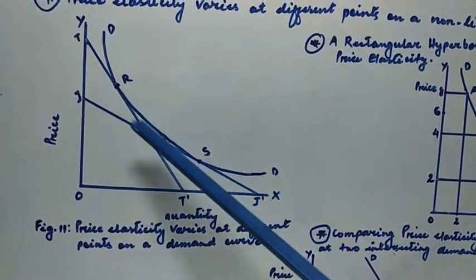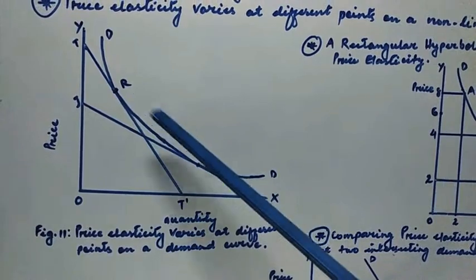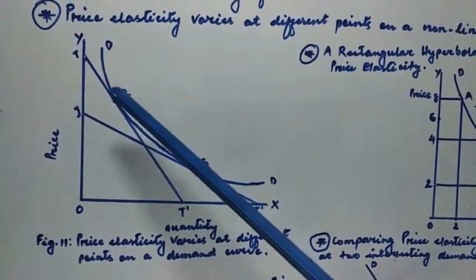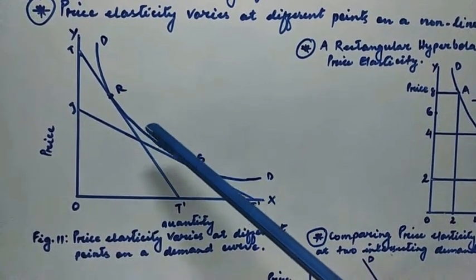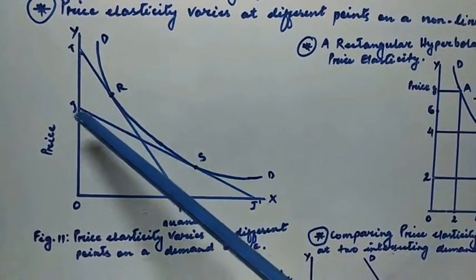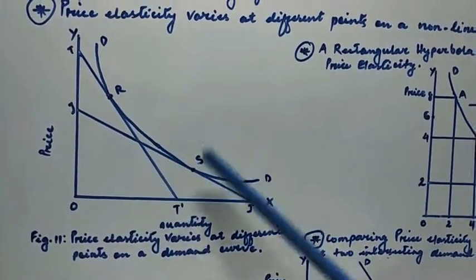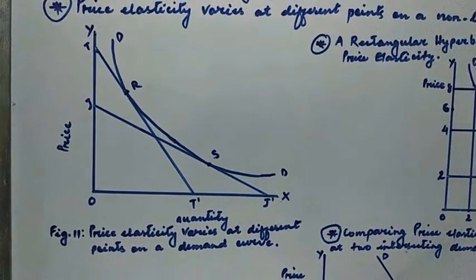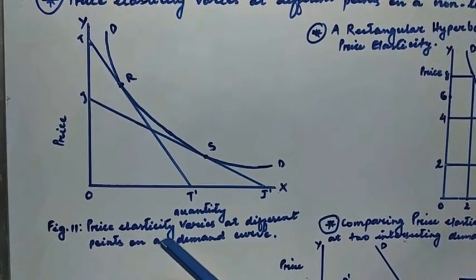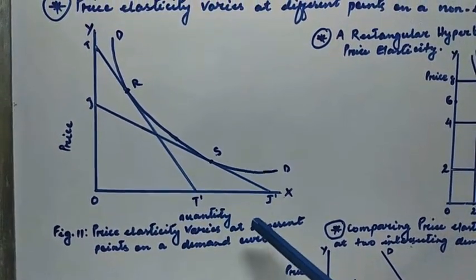So even on the same non-linear demand curve, every point on the demand curve will show a different price elasticity. We can take, let's say, another point here, and it will show a different price elasticity from these 2 points. So that is the explanation of price elasticity which varies at different points on a non-linear demand curve.